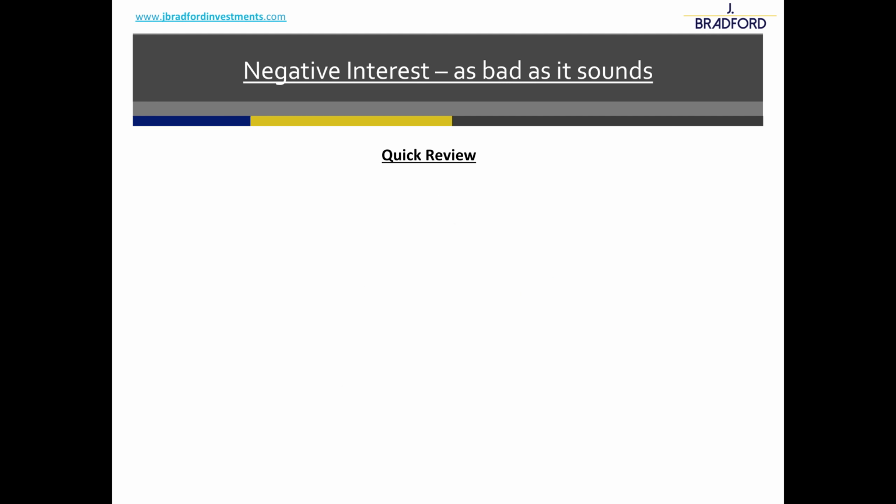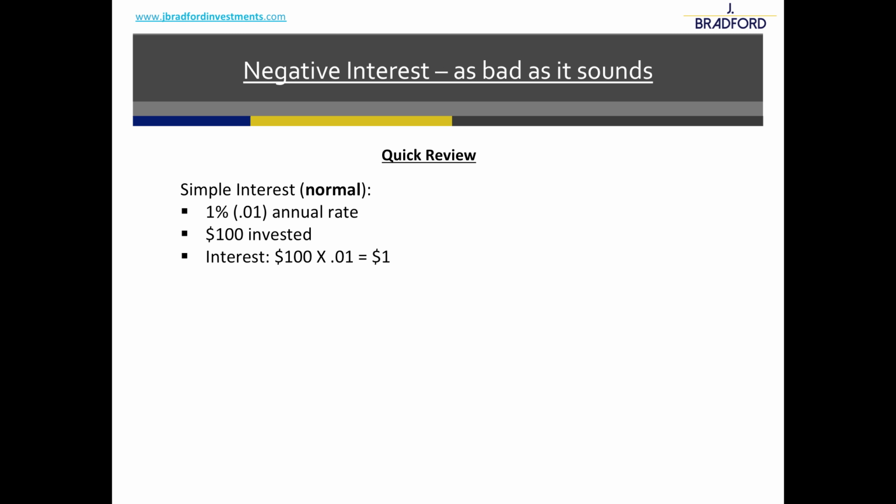So let's jump in. First, what are negative interest rates? Well, they're as bad as they sound. Let's go through a quick example. Simple interest, or the normal interest that we all think of: let's assume a 1% annual rate and $100 that we're going to invest. You multiply the interest rate times the amount invested to end up with $1 of interest. You add that to your original principal and you end up with $101. You end up with more money than you originally invested.